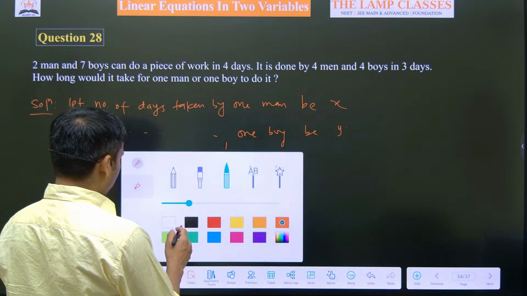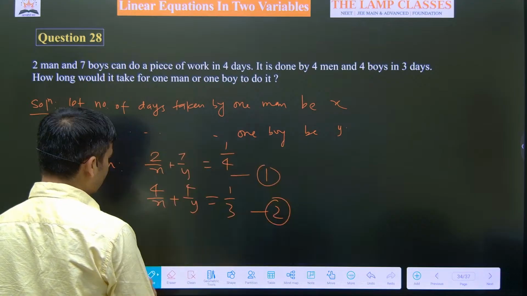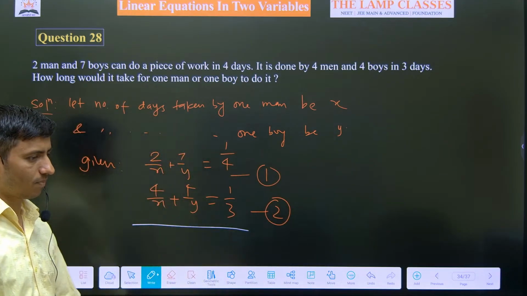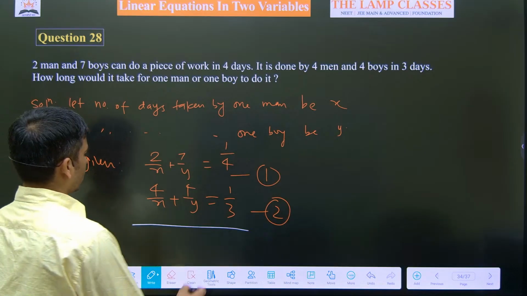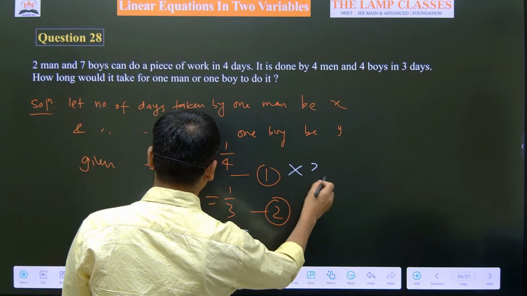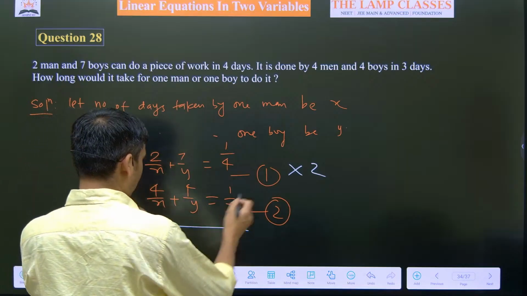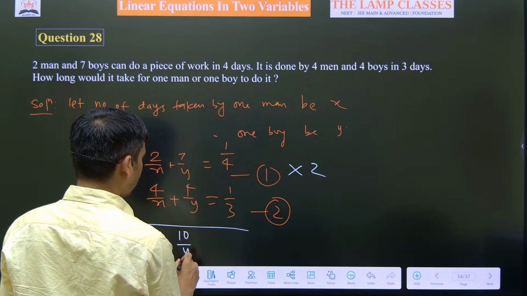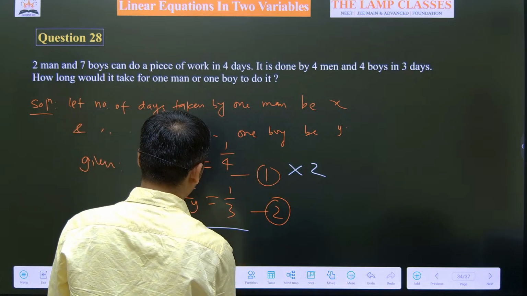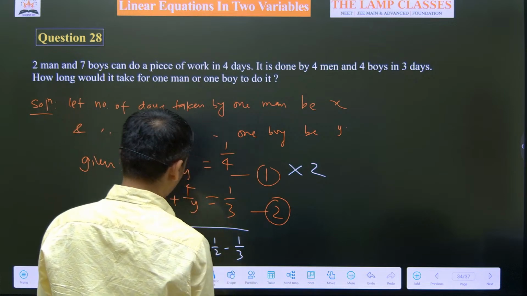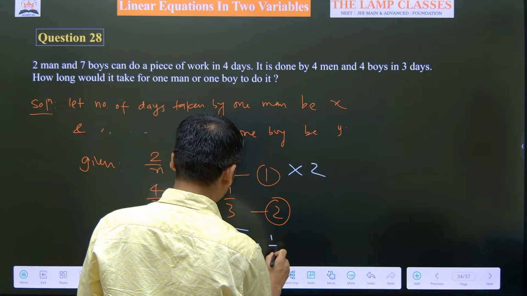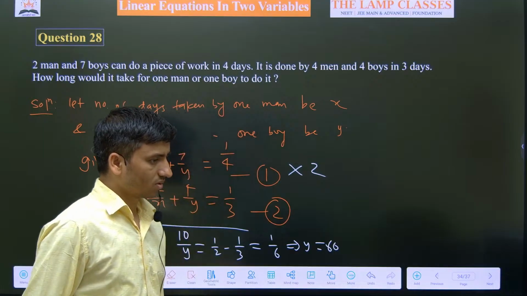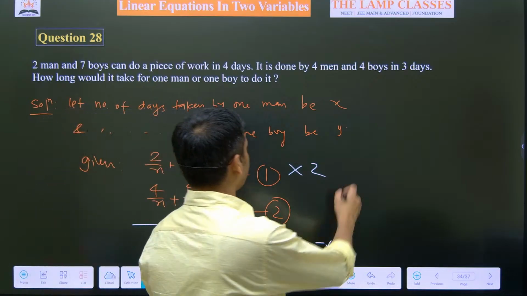And now we can solve this using the elimination method, right? By considering 1 by x as one variable and 1 upon y as the other variable. So multiply this equation by 2 and then subtract. That is, I think, a better choice. So 14 minus 4, 10 upon y is equal to 1 upon 2 minus 1 upon 3. That is 1 by 6, right? So y is 60. So the boy will take 60 days to complete it alone.